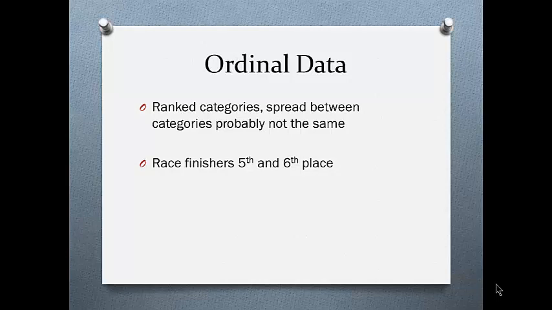The amount of time between 5th and 6th place is probably different than the time between 4th and 5th place. So while we have order to 1st place, 2nd place, 3rd place, 4th place, there's not a difference of 3 seconds between each person. There's a clear order, but that's all we can do with it. We can't say the spread is this big. How far apart are 5th and 6th place? We don't know. It's just ordinal. There's just an order to the data.